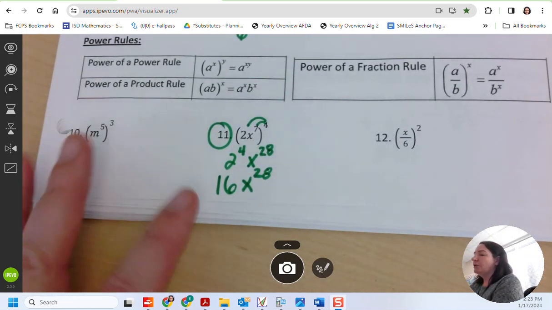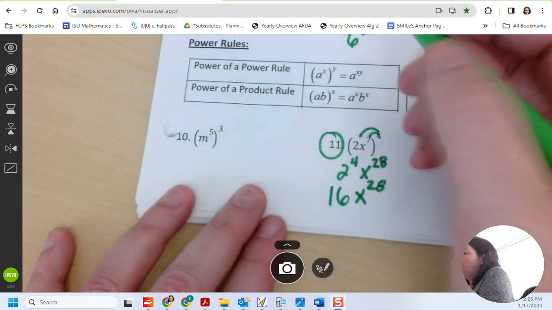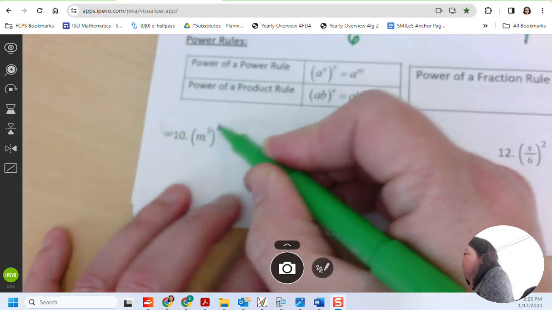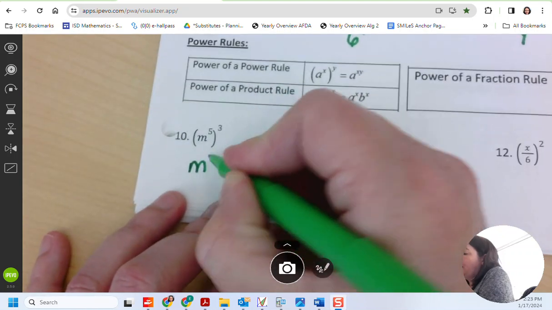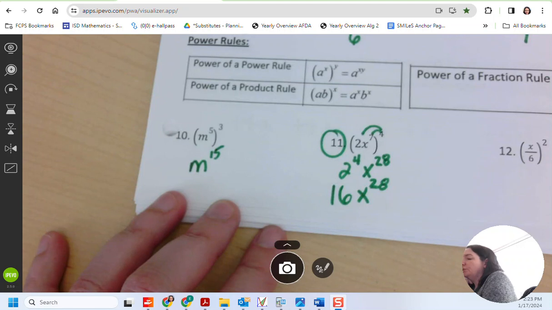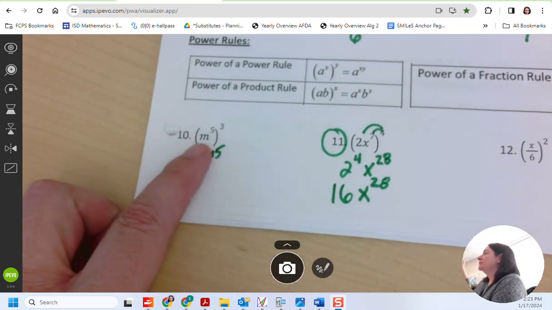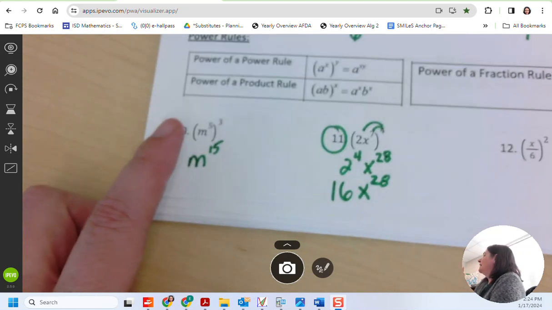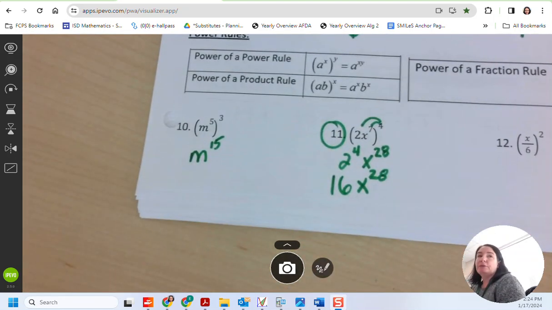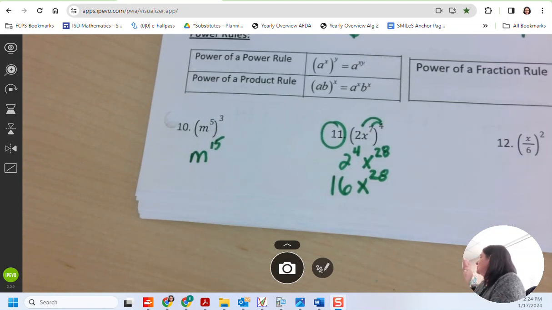All right, so here, if you want to use the power of a power rule, you just multiply your exponents, 5 times 3, and you get m to the 15. However, another student said, well, doesn't that mean m to the 5 times m to the 5 times m to the 5? And it does. And then you can use your multiplication rule where you add the exponents and you still get m to the 15. So you should be getting m to the 15 for that one. Does anybody have a question about it?